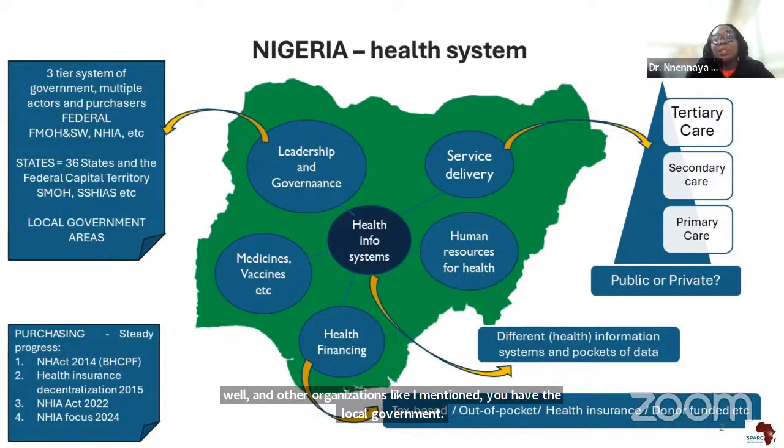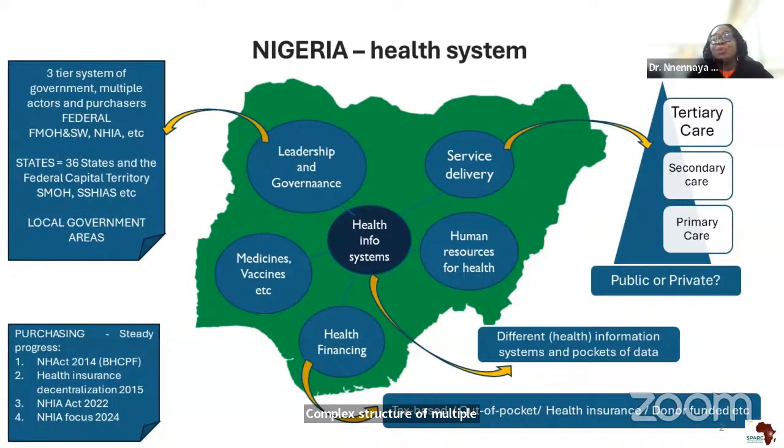So within this complex structure of multiple states and multiple actors, with service delivery divided between primary, secondary, and tertiary care, some private, some public, some demand side, some supply side, some local actors, some international actors, we have myriads of health information systems, sometimes at the facility level, sometimes at the subnational level, and sometimes within an ecosystem, for instance, for the health insurance.